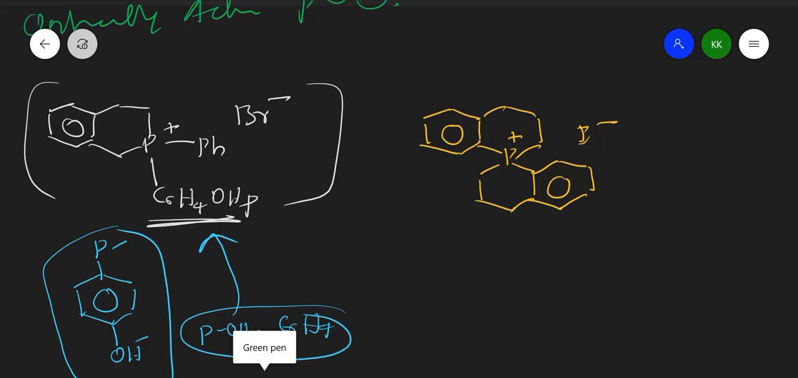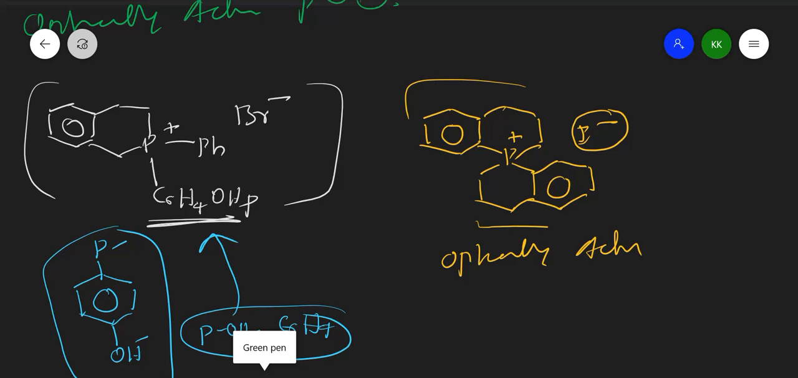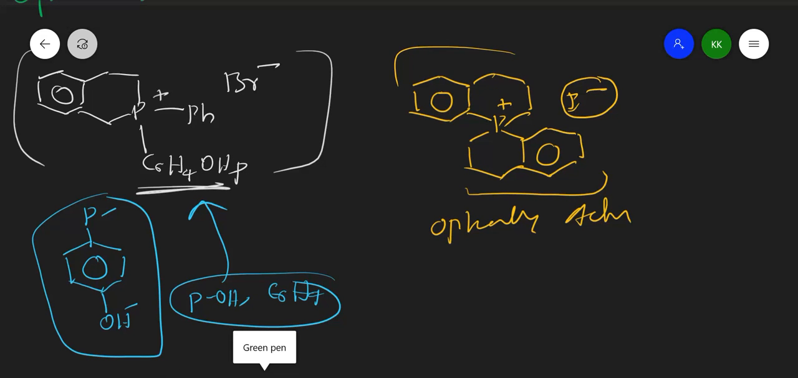So here phosphorus has a plus charge, iodine is the anion, so it is nothing but a quaternary ammonium-type salt, and it is optically active. You will ask, sir, here also the same atoms are there. Yeah, the atoms are the same only. You will assume that all are the same.